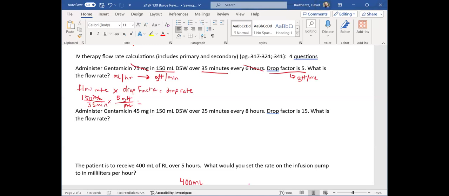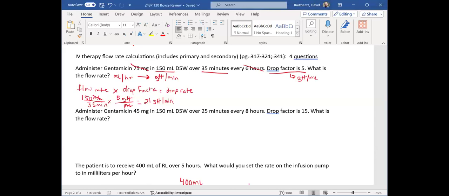So I'm going to take 150 times 5, which gives me 750 divided by 35. And I'm going to get some crazy number, 21.42857. Now, I have a feeling that this would be asked in a way that you wouldn't get a number funky like that. So if I'm following the rules for rounding, I would round to the nearest whole drop because I can't give someone a partial drop. So I would say 21 drops per minute. Okay, because you didn't pass the threshold of 21.5 where you would give them 22.